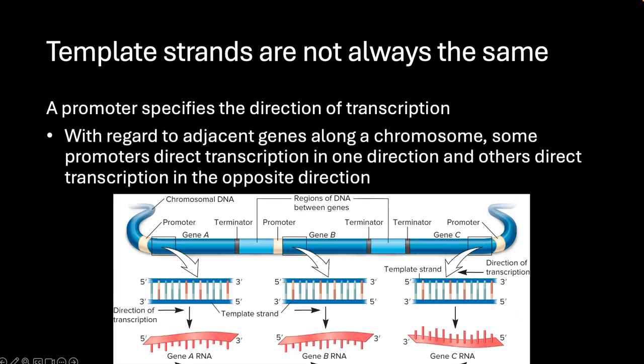Within a particular strand of DNA, several genes can be located, and these do not always have the same template strand. The figure here shows 3 adjacent genes with different promoters, which signal the direction of transcription. Notice the direction of transcription changes across the strand of DNA, signaling that genes A and B have different template strands than gene C.